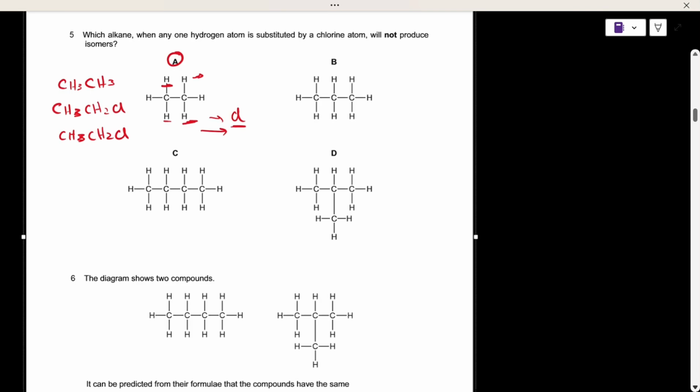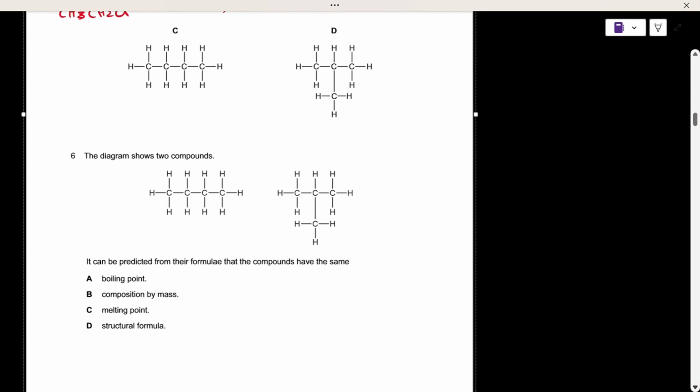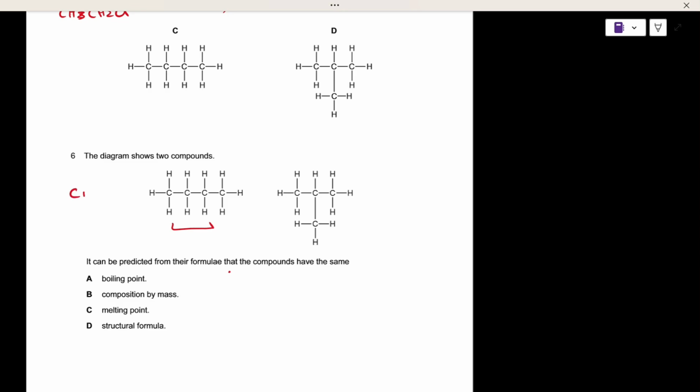Question number 6 says the diagram shows two compounds. It can be predicted from their formula that the compounds have the same what? So looking at their formulas, we need to figure out what is going to be the same. So here you have C4, 1 2 3 4 5 6 7 8 9 10, it's 10, and here you have again C4 and 1 2 3 4 5 6 7 8 9 10. So basically this is a branched isomer. What can we deduce from this? It can be predicted from their formula that the compounds have the same boiling point.